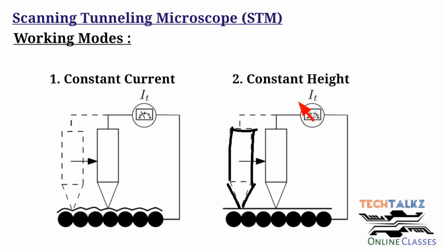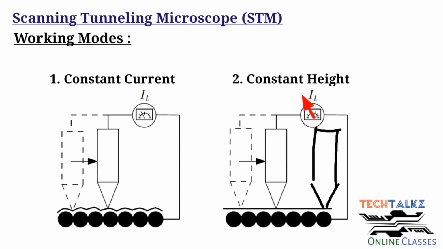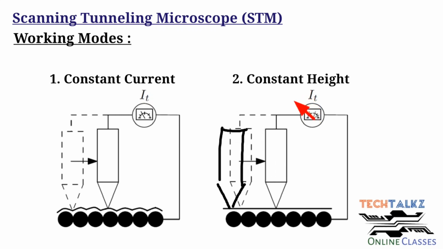In the second method, constant height mode, the vertical position of the tip is not changed. But as the distance between the sample and the probe changes, the tunneling current also changes. This current, as a function of lateral position, represents the surface image of the sample.